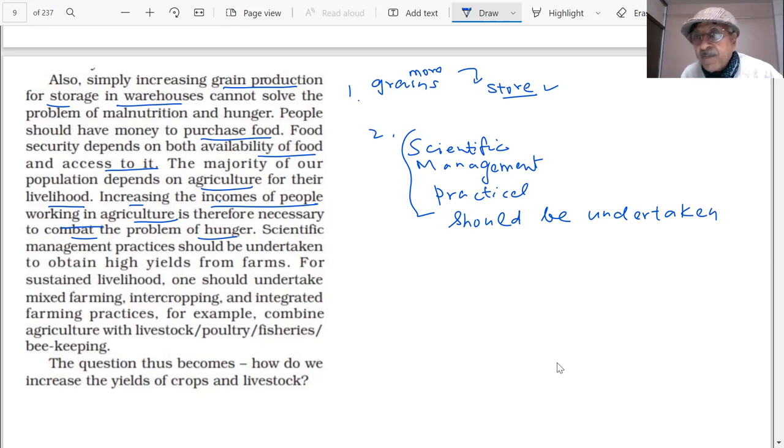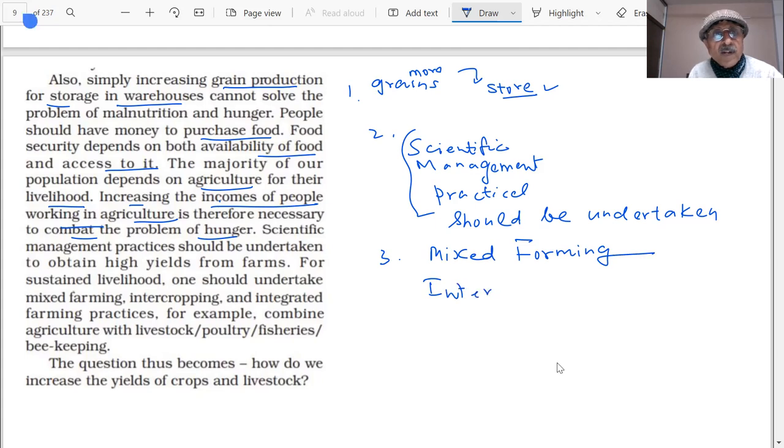What are those scientific management practices? The next target is that is our chapter in this. Do you have any idea what scientific management practices are being adopted? Mixed farming. Some of the methods which are being used are mixed farming, intercropping, integrated farming practices.